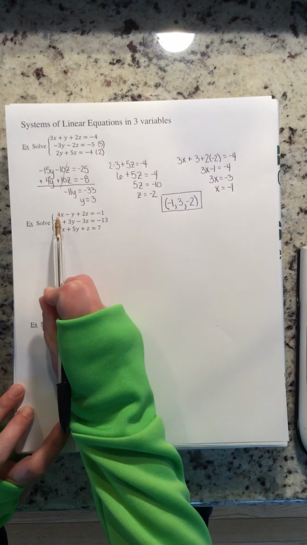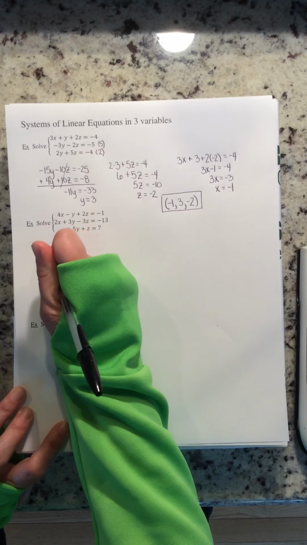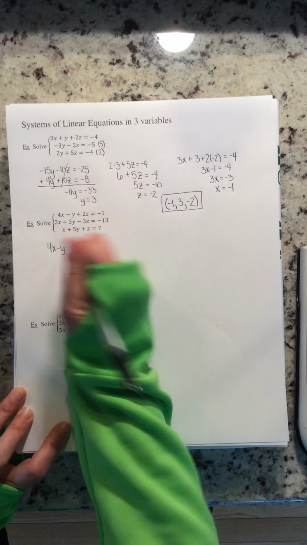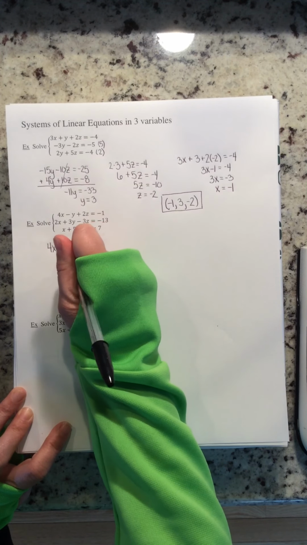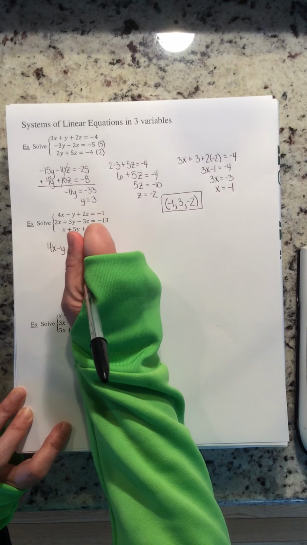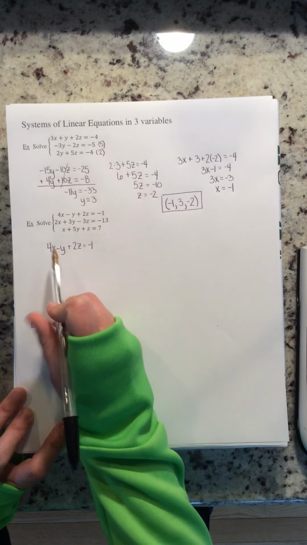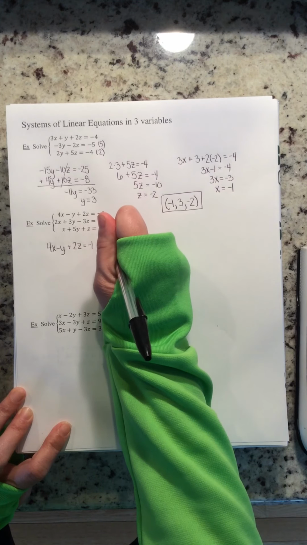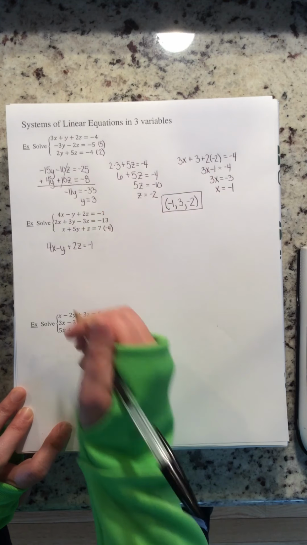So to start, I'm going to copy the first equation exactly as it is. 4x minus y plus 2z is equal to negative 1. Now, trying to eliminate the x's, I'm going to choose to multiply the bottom by a negative 4.